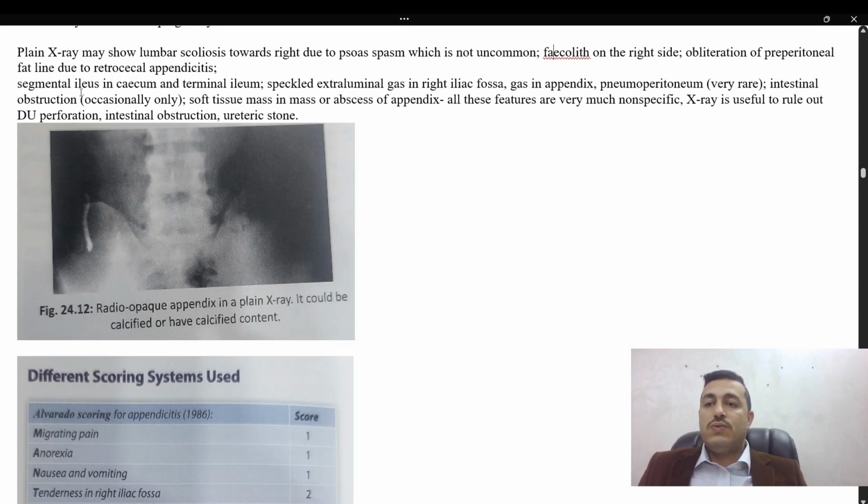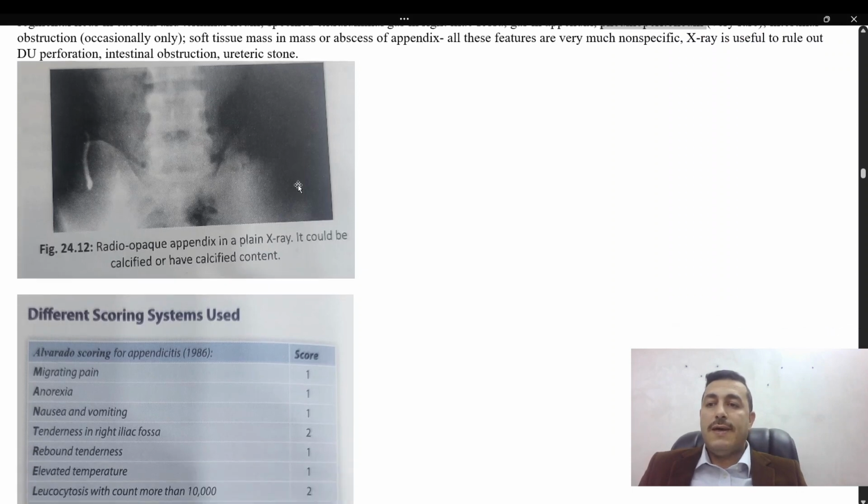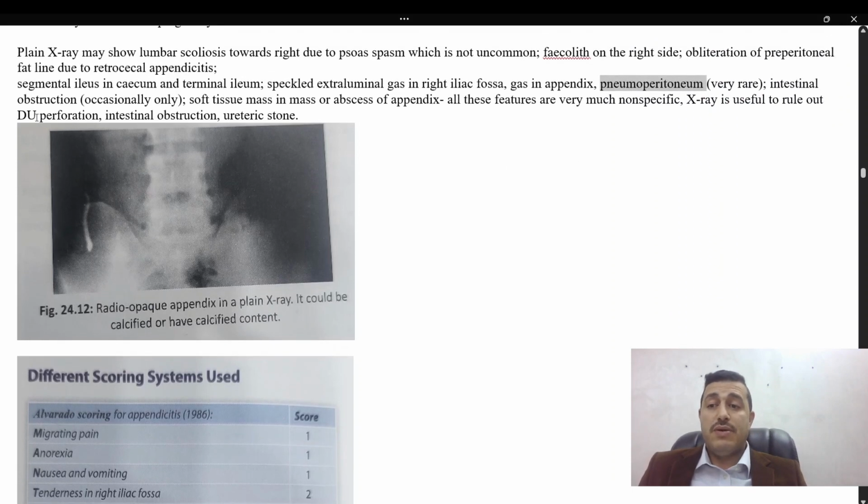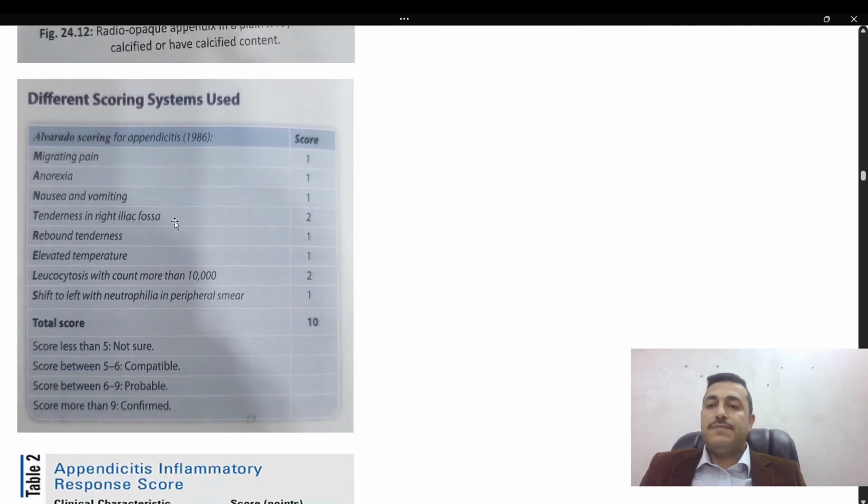Okay, what else can we find in the X-ray? We can see pneumoperitoneum, but this is rare. If there is perforation and so air accumulation, this is extremely rare in appendicitis. And in X-ray we can find the signs of intestinal obstruction if we have obstruction. It can help us in ruling out perforated DU, air under the diaphragm. Air can also be present with perforated appendicitis, but with less frequency.